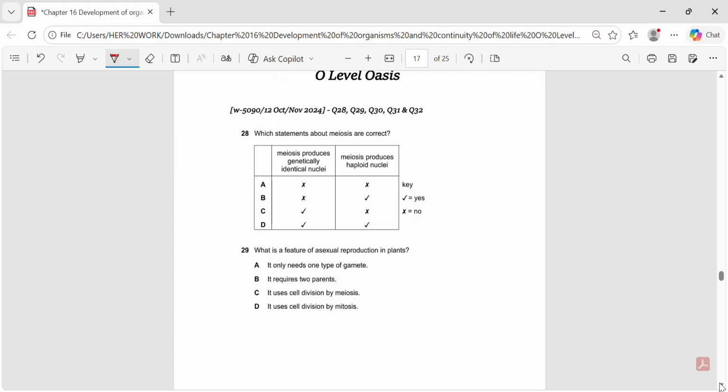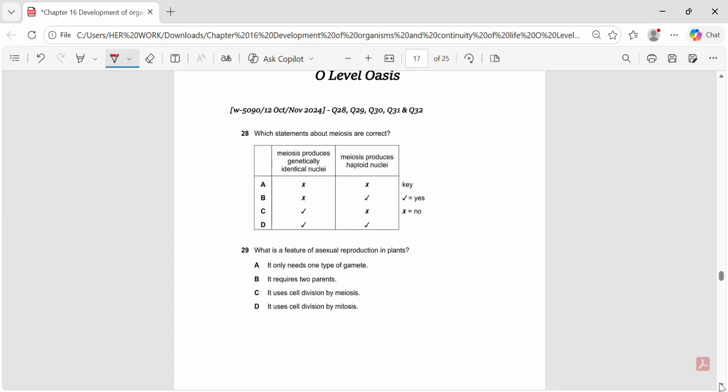Second, meiosis does produce haploid nuclei. It is called reduction division because it reduces the chromosome number by half. It begins with a diploid cell containing two sets of chromosomes and ends with haploid cells containing a single set. This is important for sexual reproduction because when two gametes fuse during fertilization, the full diploid chromosome number is restored.